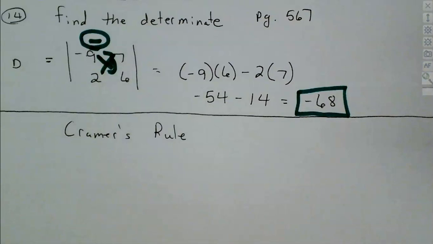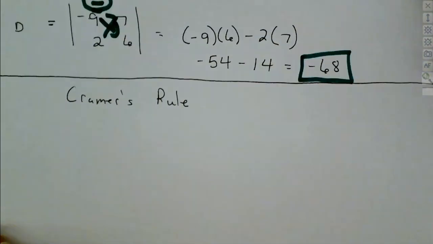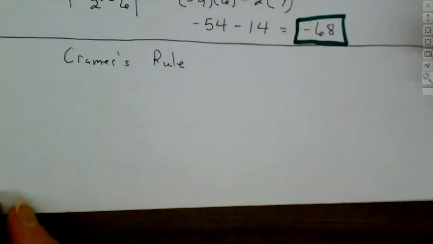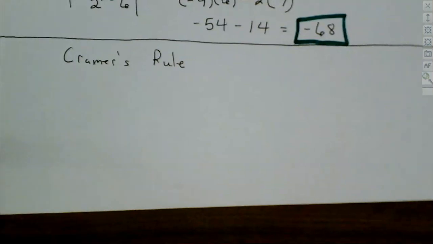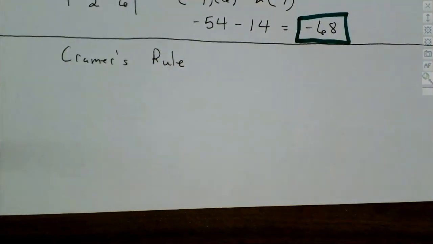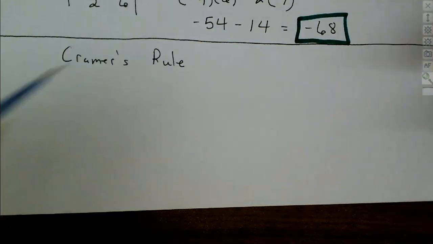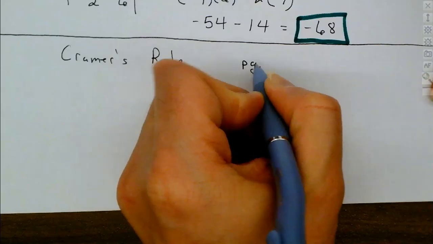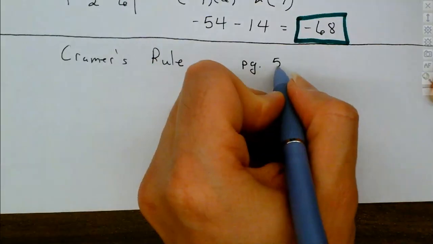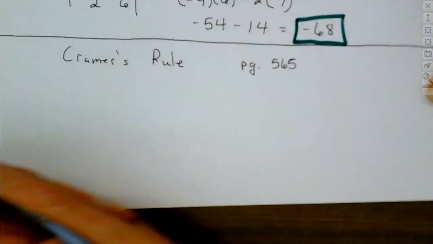I do what now? It just takes time. It's what we just did. To solve it, we're going to have to do it 3 times. So there are 3 determinants involved. And Cramer's rule says this, and this is actually on page 565. Okay, and this is Cramer's rule.